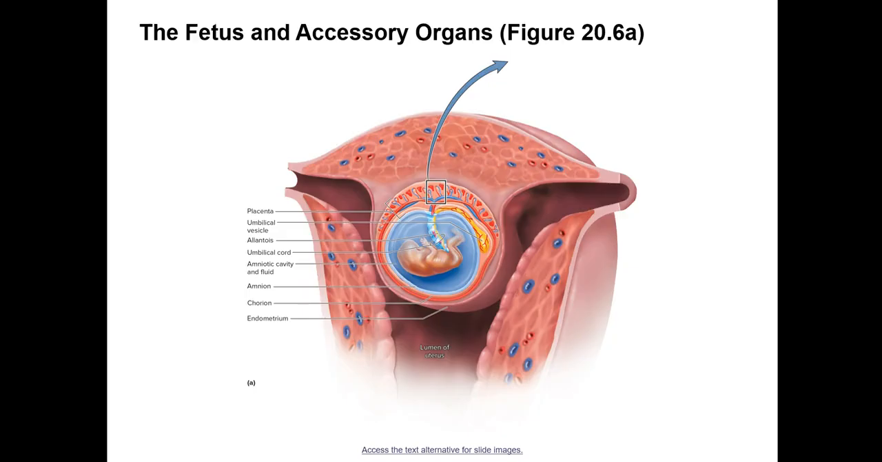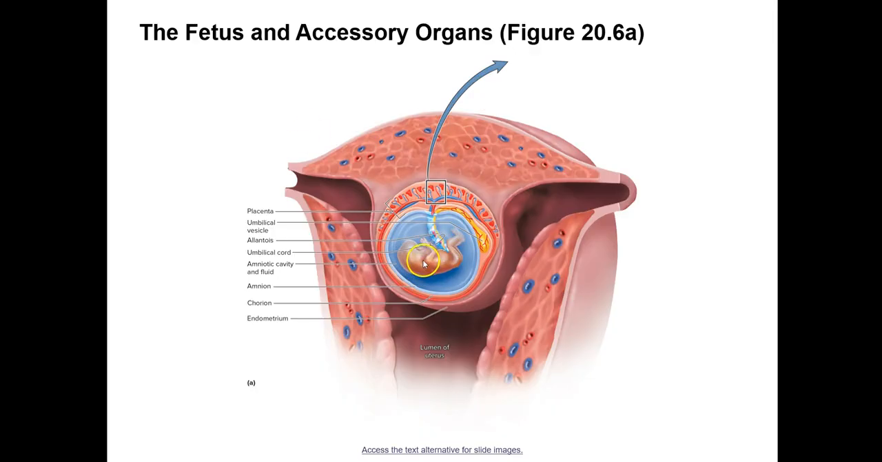So let's take a look at some of these accessory organs. There are 4 membranous sacs that are going to be found in or around the developing embryo. These are the chorion, which you can see in this pink color here. It's going to surround the fetus as it's developing. It's also going to be surrounding the amnion, which you can see in blue. The amnion is going to enclose the fetus, and it's going to begin to fill with a fluid called amniotic fluid as that fetus is developing.